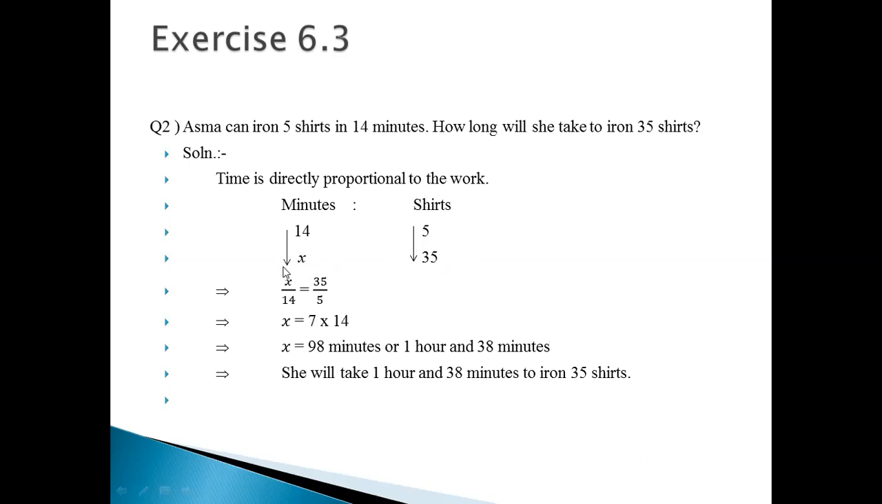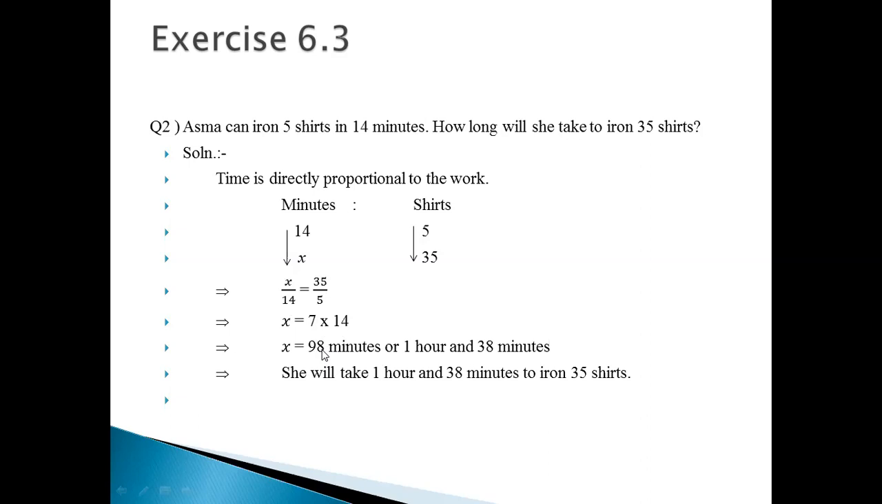Again, from smaller to greater, the arrowhead will always go to the greater number. So when you write it in the form of a fraction of greater divided by smaller, the arrowhead will show which one will come in the numerator. So X divided by 14, and here 35 divided by 5. When you divide 35 by 5, 5 sevens are 35, 7 will come. 14 is divided here, when shifted to the other side, it will multiply. So 7 multiplied by 14, you get 98 minutes.